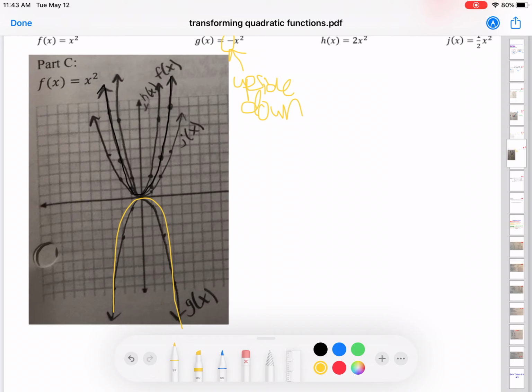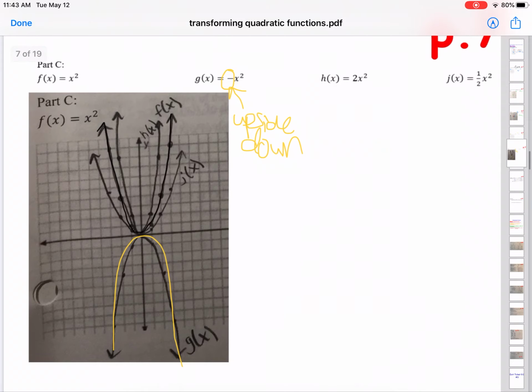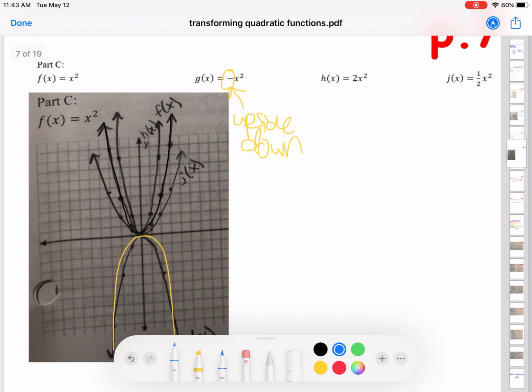So what we've seen here is that if our a value is a negative number, that flips or reflects the graph under the x-axis, or upside down. Let's look at our h of x function. So that's the function with a 2 out front. That's this one in the middle here. So you'll notice that our graph now is still facing up, but it's a little bit skinnier. Our graph has become more narrow.